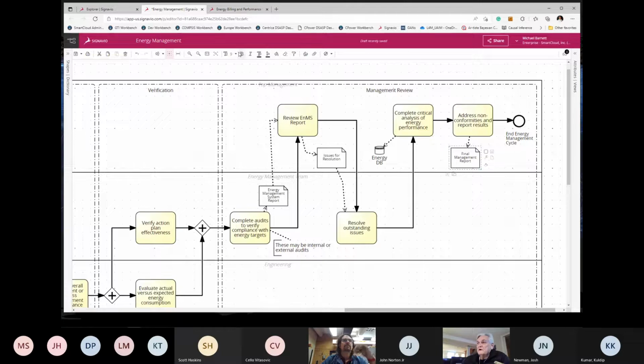So there you go. That's the process, again, as depicted by these folks. Any questions on any of this? Make sense? Anything not make sense? So this is pretty closely aligned with 50,001 from what you saw about this BPMN.